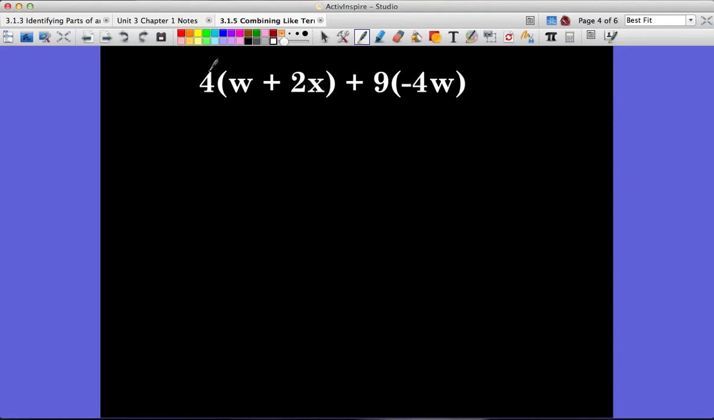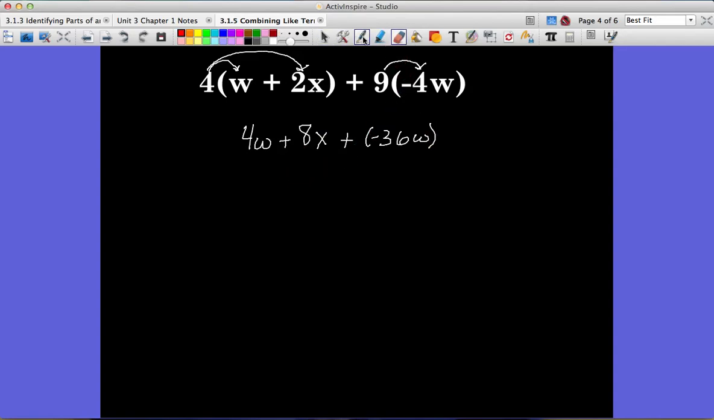So I can share the 4. I can do 4 times the w, and I can do 4 times the 2x. I can also do that over here and share the 9 with the negative 4w. So in this case, it would turn into 4 times w plus 8x plus 9 times the negative 4, which would be a negative, since a positive and a negative gives you negative 36w.